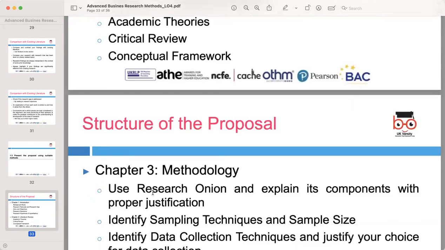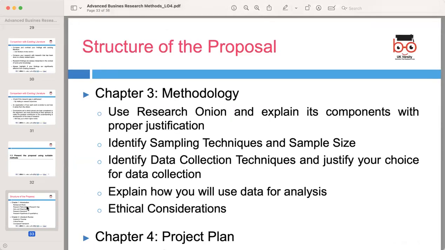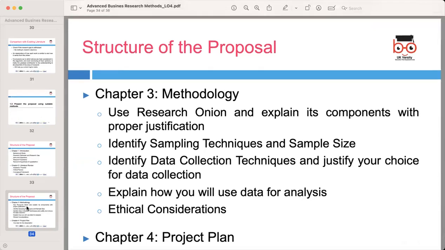Then we come to methodology. Methodology: use the research onion and explain its components here, with the proper justifications. So we will discuss the methodology that will be used for the research. We will be utilizing the research onion framework, which is a comprehensive model that helps in structuring the research process.